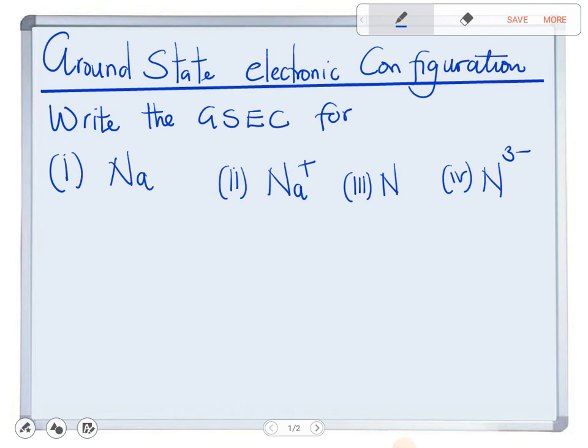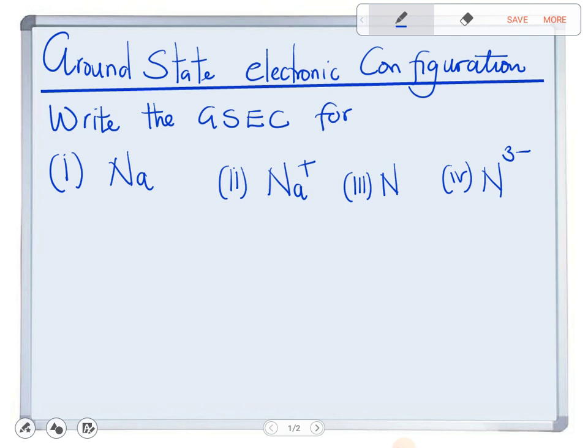Now we have a question falling under the ground state electronic configuration, and it says write the GSEC, which is the ground state electronic configuration for number 1 sodium, then we have sodium ion, nitrogen, then we have the nitrogen ion. So how do we write the GSEC for these elements and ions?